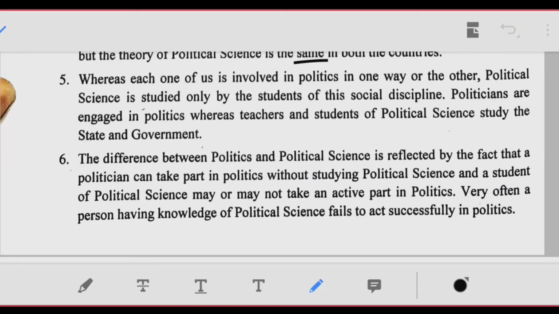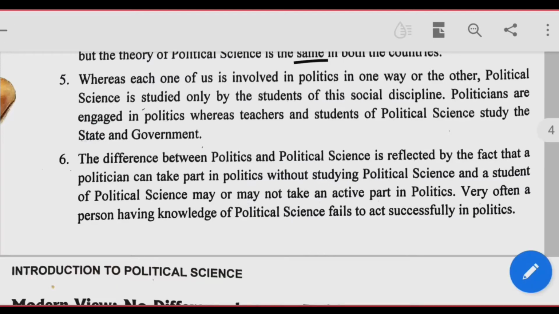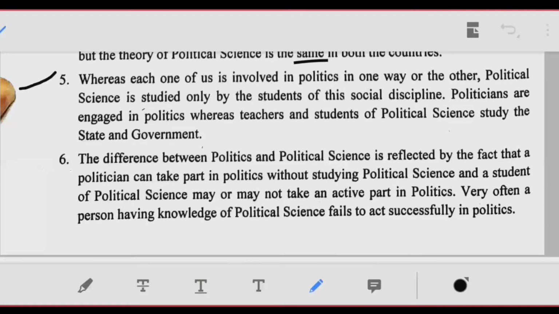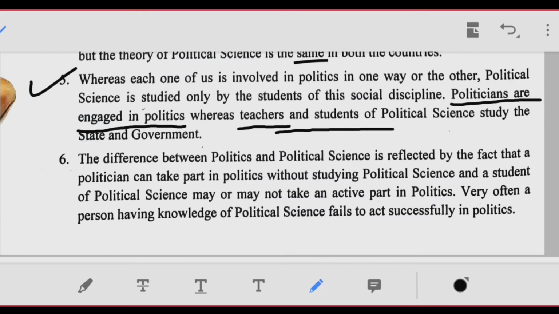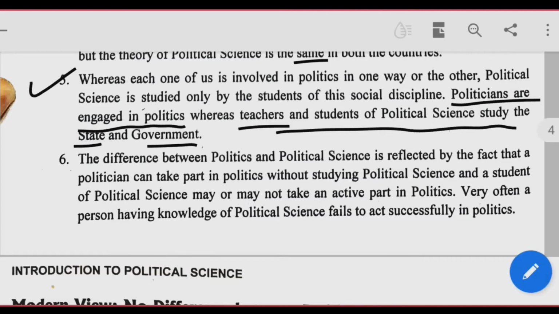Political science is studied only by the students. Science students will not study political science. Commerce students will not study political science. They may be involved in politics, but they may not be studying political science. So political science is studied only by the student of political science. The politicians are engaged in politics. Number one, see here. Politicians are engaged in politics, whereas teachers and students are engaged in the study of political science, that is state and government, isn't it? Now you can see here.